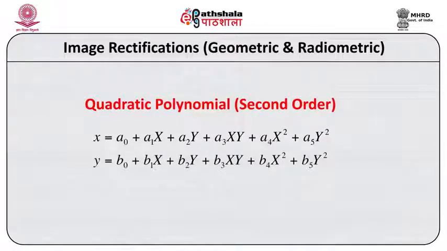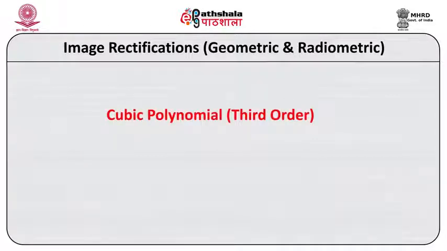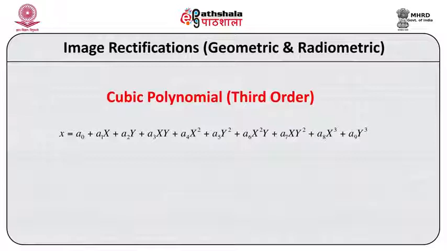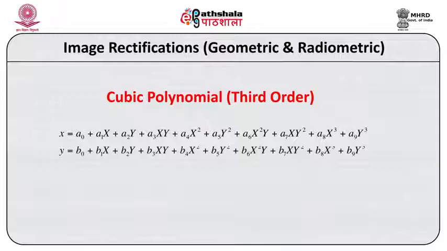Similarly, the equation may be written for y coordinates, that is y equal to b0 plus b1x plus b2y plus b3xy plus b4x square plus b5y square. Now, this second order equation may remove certain non-linearities from the data. In general, we use the cubic polynomial for removing different kinds of distortions found in remote sensing data, and this cubic polynomial or third order equation may be written as x equal to a0 plus a1x plus a2y plus a3xy plus a4x square plus a5y square plus a6x square y plus a7xy square plus a8x cube plus a9y cube. And similarly, we can write the equation for y also, with a's being replaced by b's.